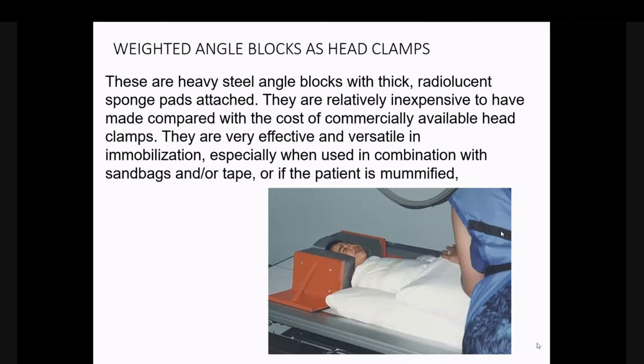Next, we have the angle block as a head clamp. These are heavy steel angle blocks with a thin radiolucent sponge pad attached. They are relatively inexpensive to have made compared with the cost of commercially available head clamps. These are very effective and versatile in immobilization, especially when used in combination with sandbags or tapes. And definitely we can also use them when the patient is mummified. What is mummified? We can discuss that in later slides. We can use these clamps for head radiography, like the skull AP view. We can also use these head clamps for different body part immobilization, like we can immobilize a particular leg or hand, so that we can have better image quality.